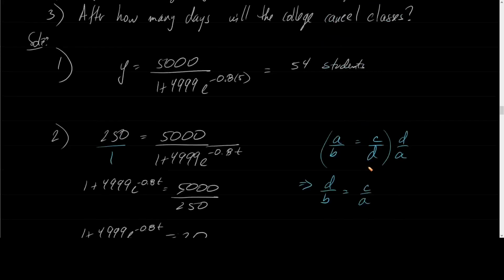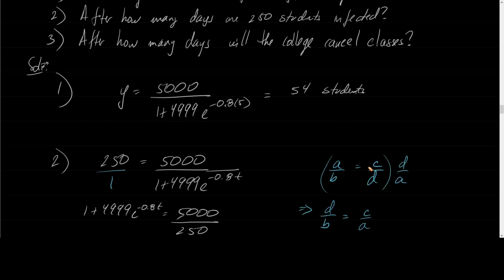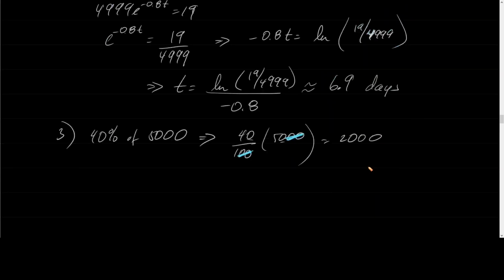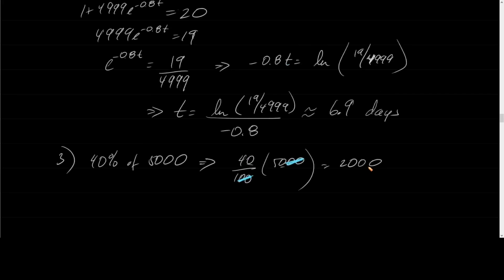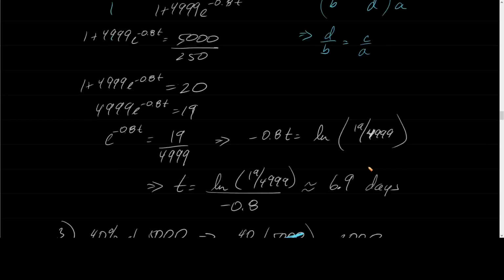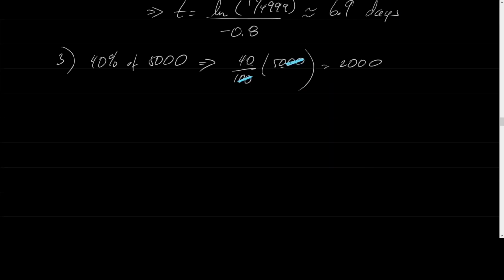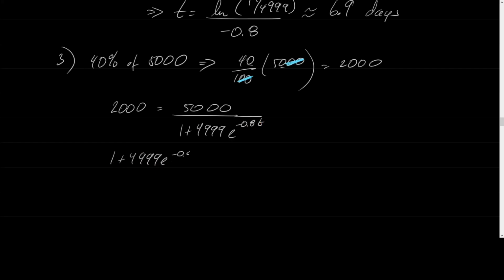So the question for part 3 is how many days will it take for 2,000 students to get infected, because that's when the college will cancel classes. We're going to do the same exact thing that we did in part 2, but with 2,000 people being infected. So we have 2,000 is equal to 5,000 over 1 plus 4,999 e to the negative 0.8t. Applying the same trick from before, 1 plus 4,999 e to the negative 0.8t is equal to 5,000 over 2,000.